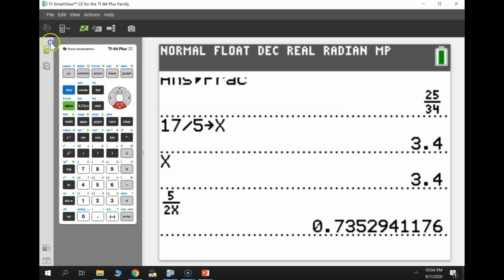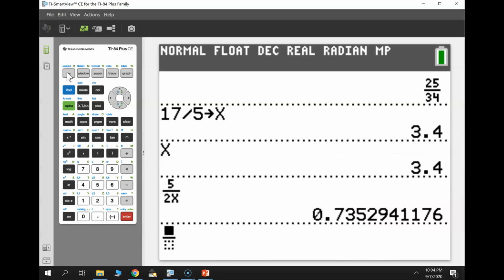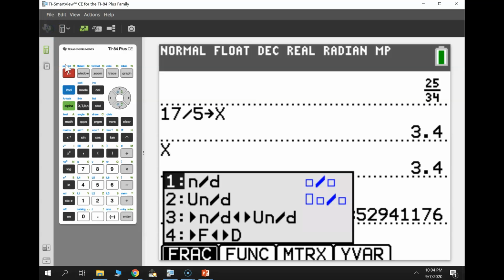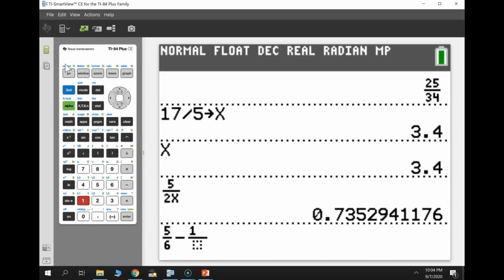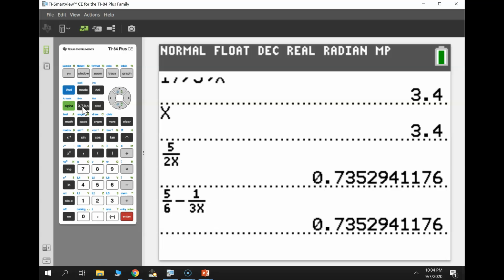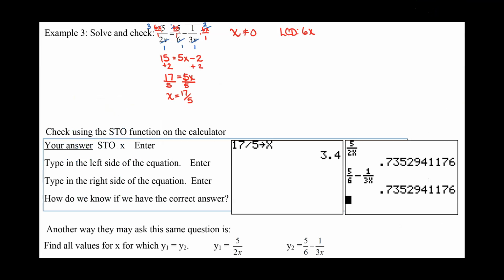All right, then on the other side of our equation, we had 5/6 minus 1 over 3x. So let's do that. Again, alpha y equals 5/6, and then minus, and we'll do that same alpha y equals 1 over 3x. And then you can see we get that exact same value. So if we got the same thing on the left as we did on the right, then we would know that our equation was equal.